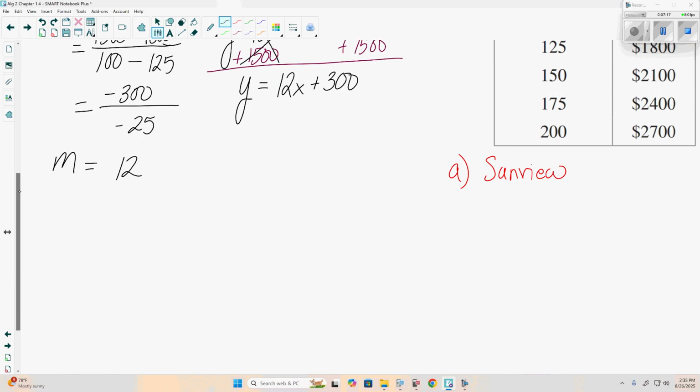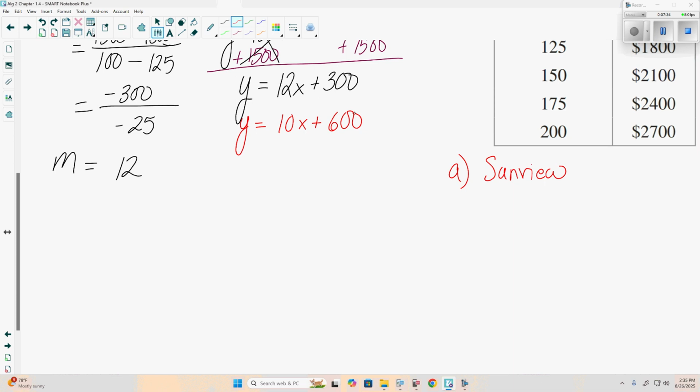So this here is for Lakeside. Now, I'm going to write the other equation underneath it. You do not have to write it underneath it. I'm putting it next to each other so we can see the two equations.